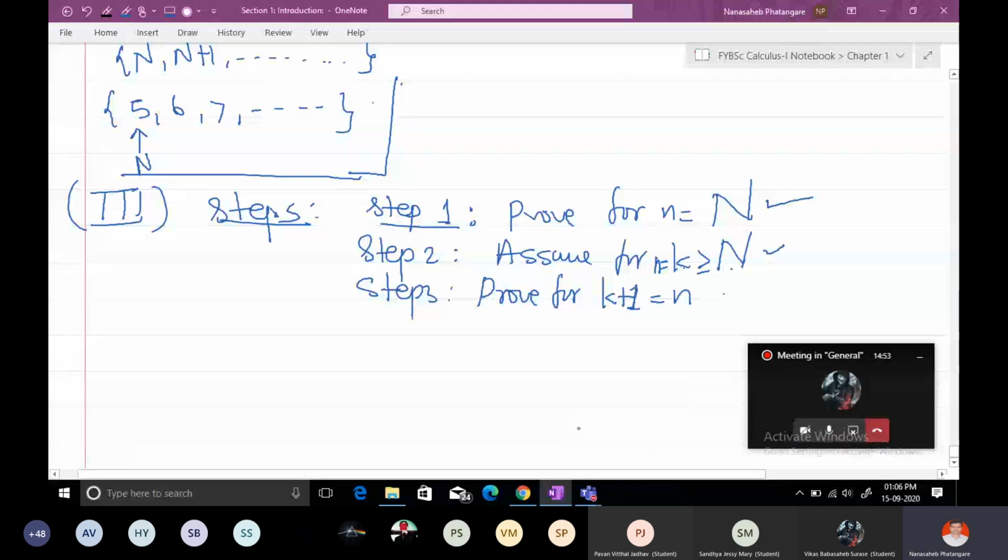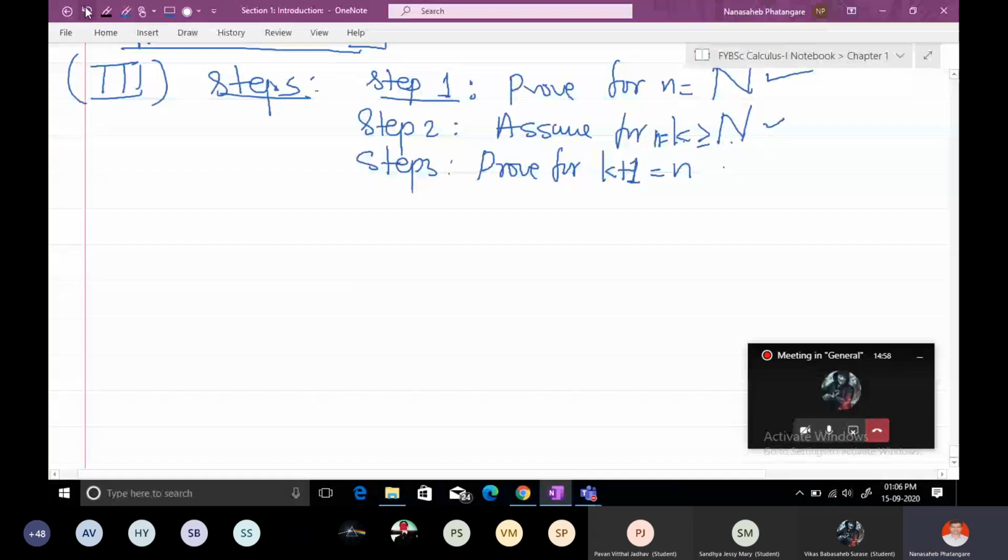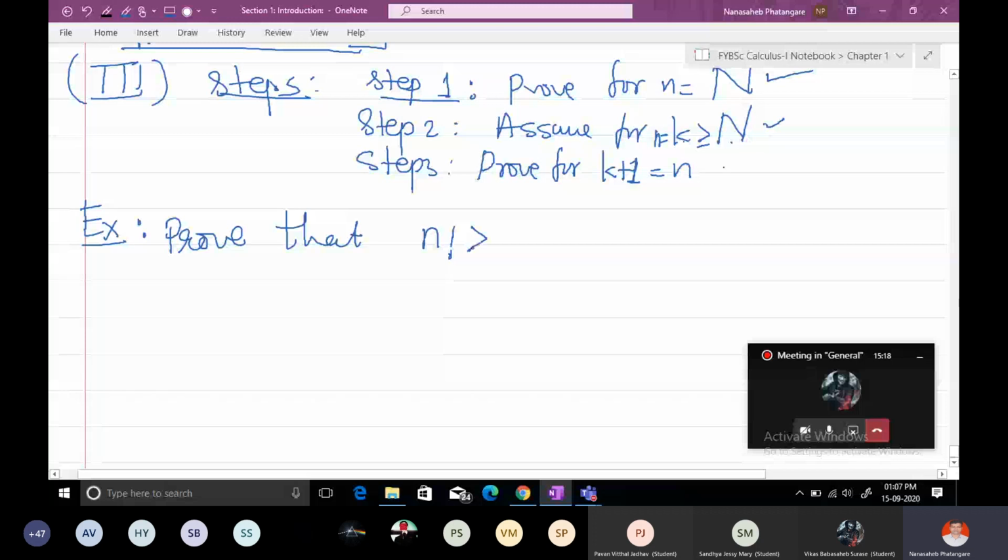So let us try to work out some examples so that you can understand it easily. The example we are going to discuss is: prove that n factorial is greater than 2 raised to n for all positive integers.